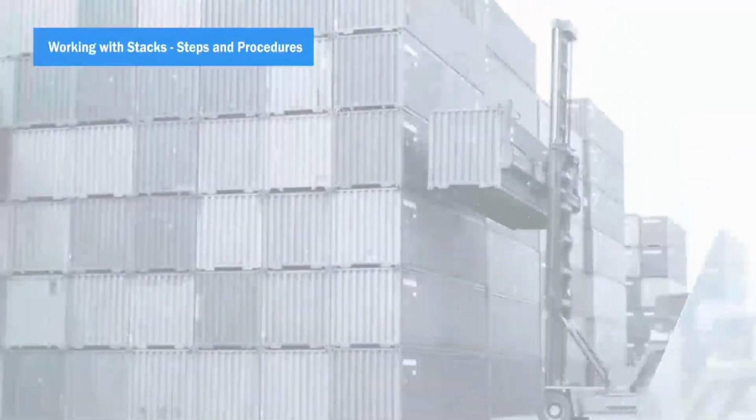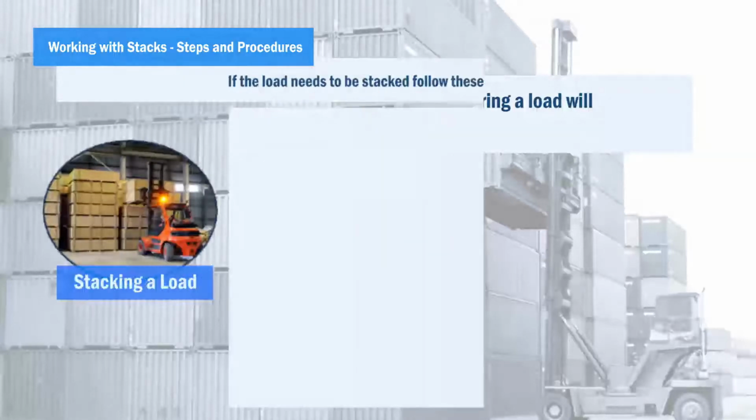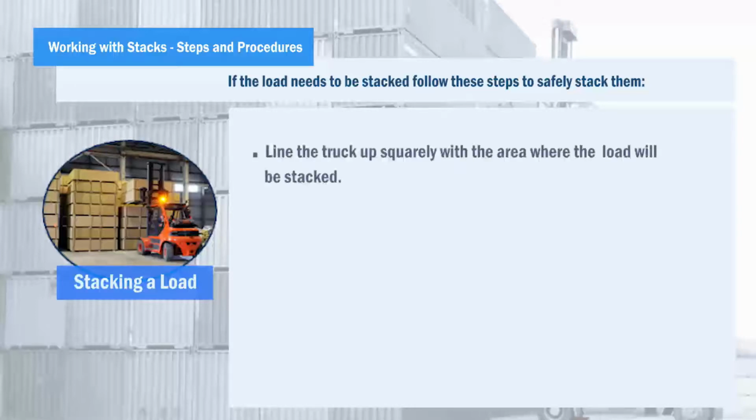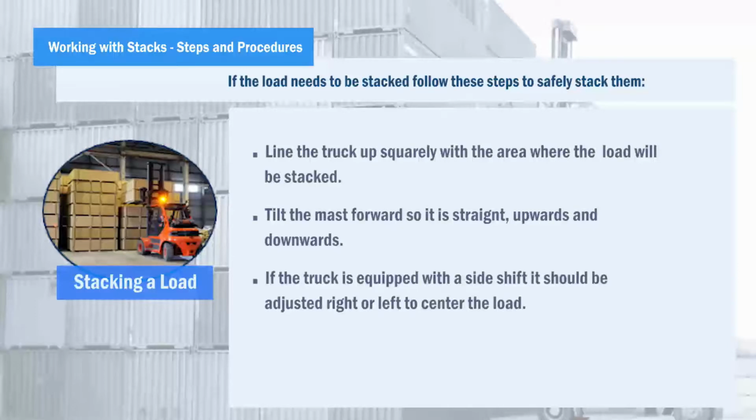Working with stacks, steps, and procedures. Keeping a few points in mind while stacking or lowering a load will help in safely depositing them. If the load needs to be stacked, follow these steps to safely stack them. Line the truck up squarely with the area where the load will be stacked. Tilt the mast forward so it is straight, upwards and downwards. If the truck is equipped with a side shift, it should be adjusted right or left to center the load.